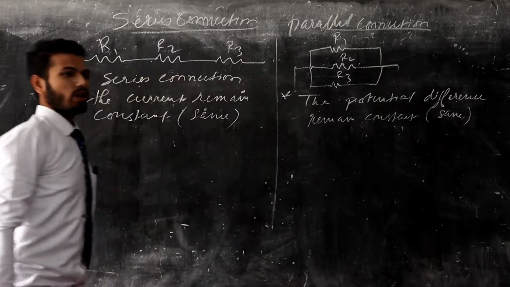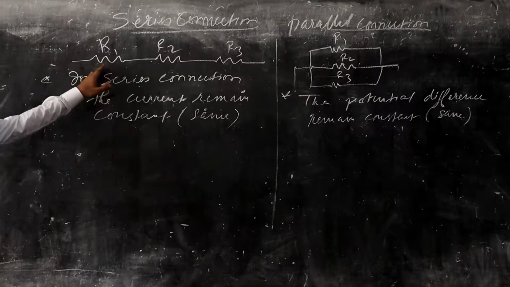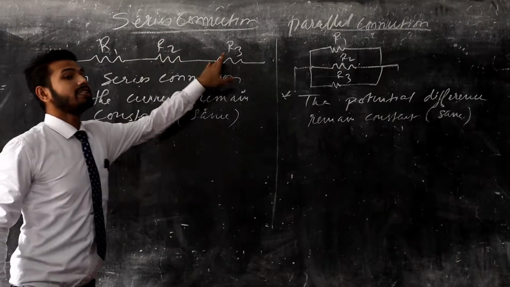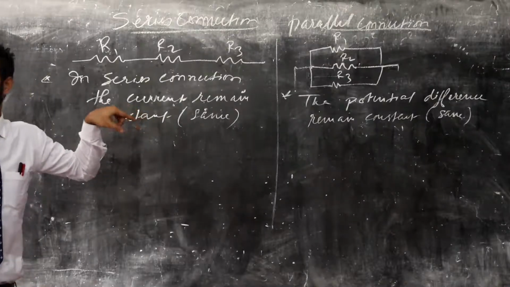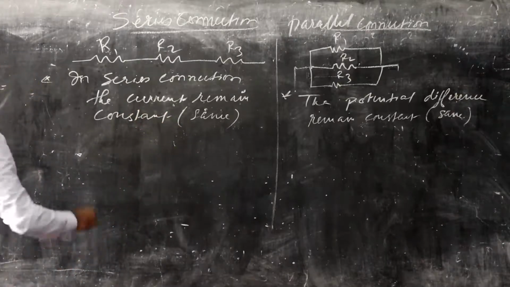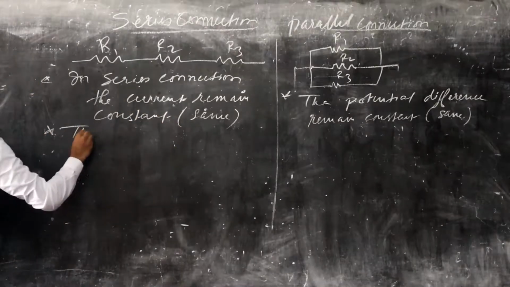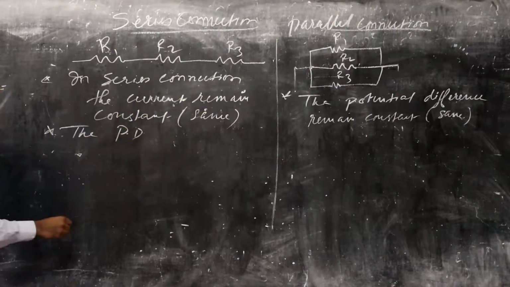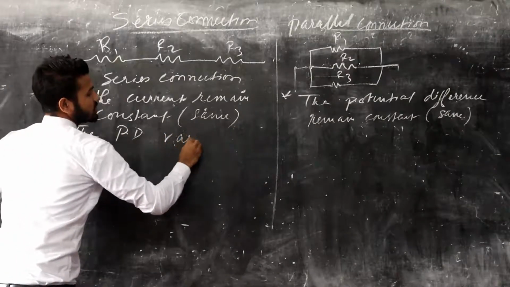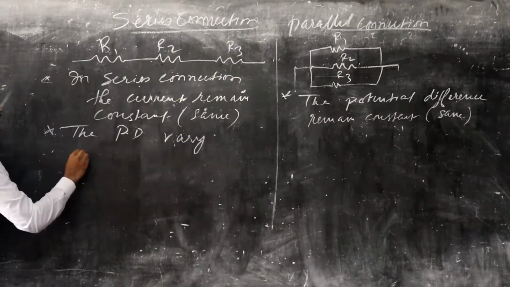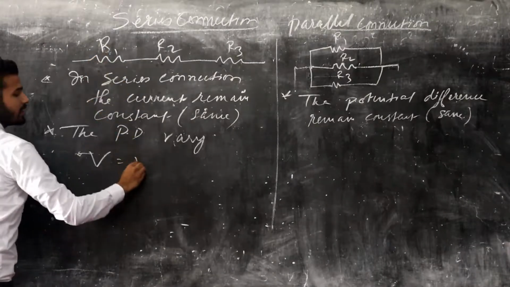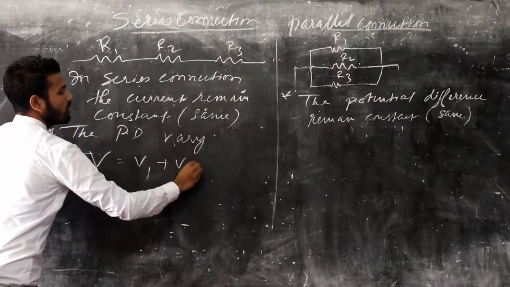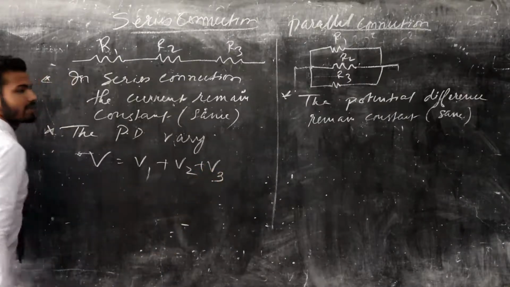Alright. So there we found that the potential difference varies in series connection. So the next point is that the PD means what? It varies. That means what? The total potential difference is equal to the potential difference across R1, potential difference across R2, potential difference across R3.